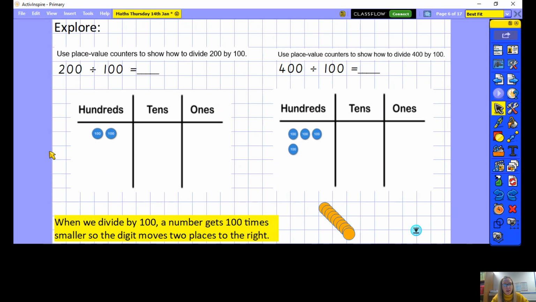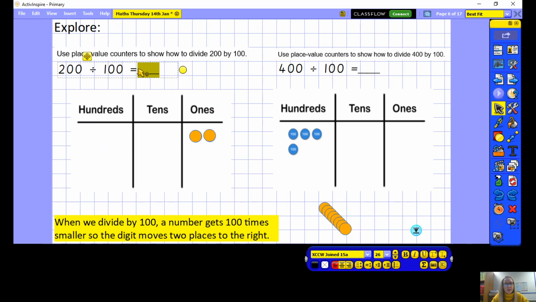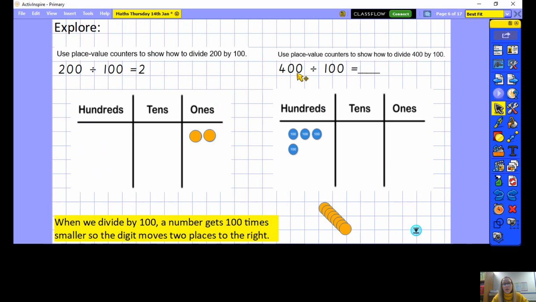So when we divide by 100, the number becomes 100 times smaller, so the digits move 2 places to the right. So again, we're going to move our 100 counters 2 spaces to the right. So 1, 2. So now we've moved the numbers into the ones column. I'm just going to replace those counters with ones. So now we've got 200 divided by 100, and the answer is 2 because we've got 2 ones.